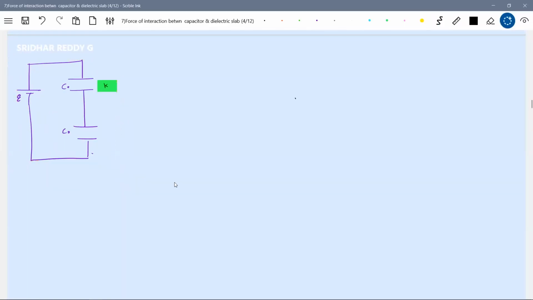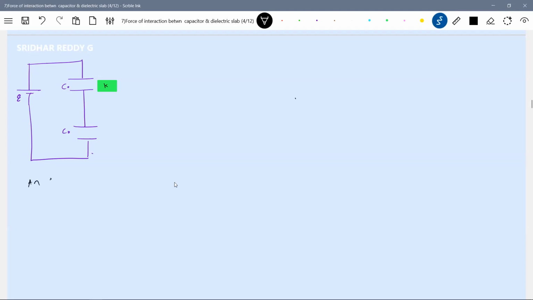So what the external agent will do is push a dielectric slab into the plates here. So what will happen to charge, energy, and all other quantities? Capacitance was C naught and C naught. When you introduce that, it will become K C naught.